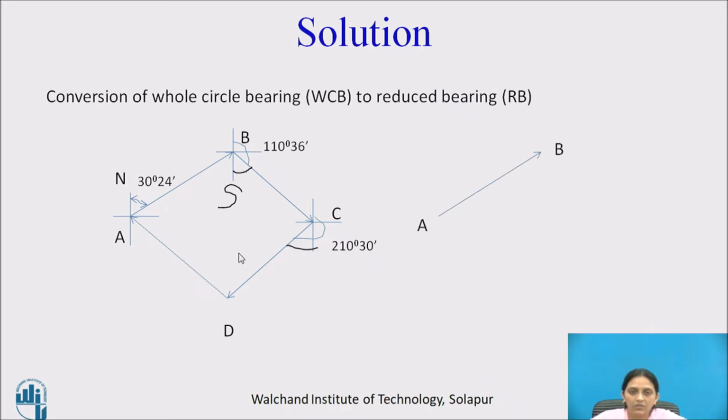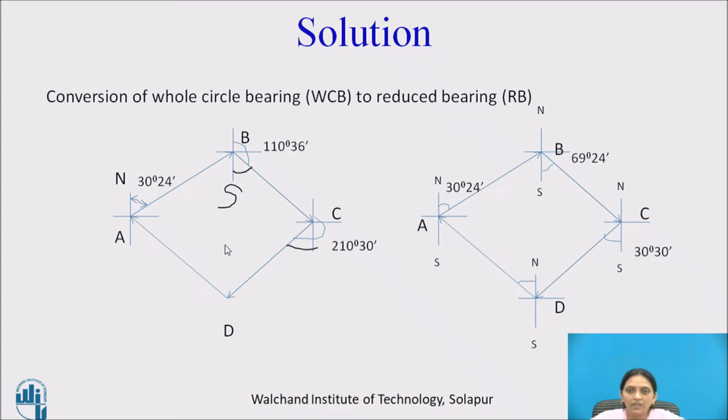Now see the calculation of reduced bearing. So this is a traverse line shown here as it is, and the reduced bearing of line is taken from the reference north and south. So north and south pole are highlighted here. See, 30 degree 24 minute is the bearing of line AB, and these are the reduced bearings of line BC and CD. Bearing of line BC is from south pole 69 degree 24 minute. Bearing of CD is from south pole in clockwise direction, it is 30 degree 30 minute.